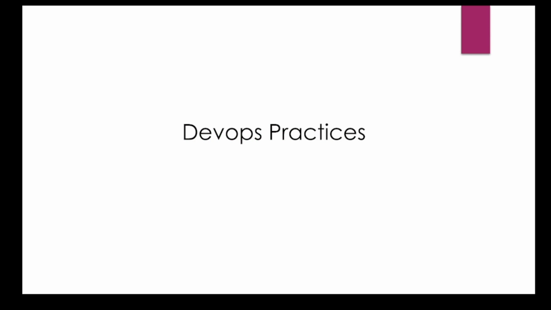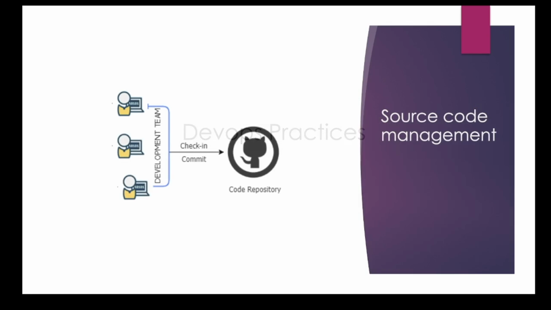DevOps practices. What are these practices and how should one follow them? To understand it, you need to understand the source code management part, where there is a code repository which can be in your GitHub, in your GitLab, in your Bitbucket, any tech stack. The development team checks in their code, commits their code, final code for the delivery.